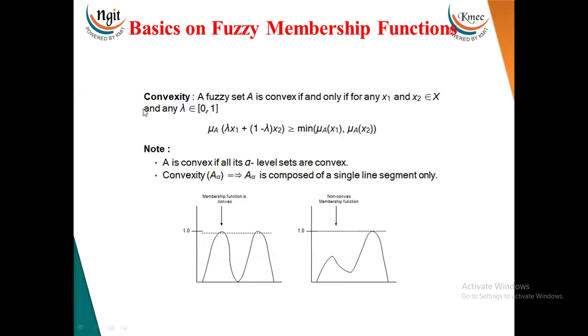Now next one is convexity. So what is meant by convexity? Here we have to understand some values. Here we have the lambda, just as we had alpha before. So what is the formula for this? Mu A of lambda x1 plus 1 minus lambda x2, where you take two elements, first element x1 and second element x2, should be greater than or equal to minimum of mu A of x1, comma mu A of x2.